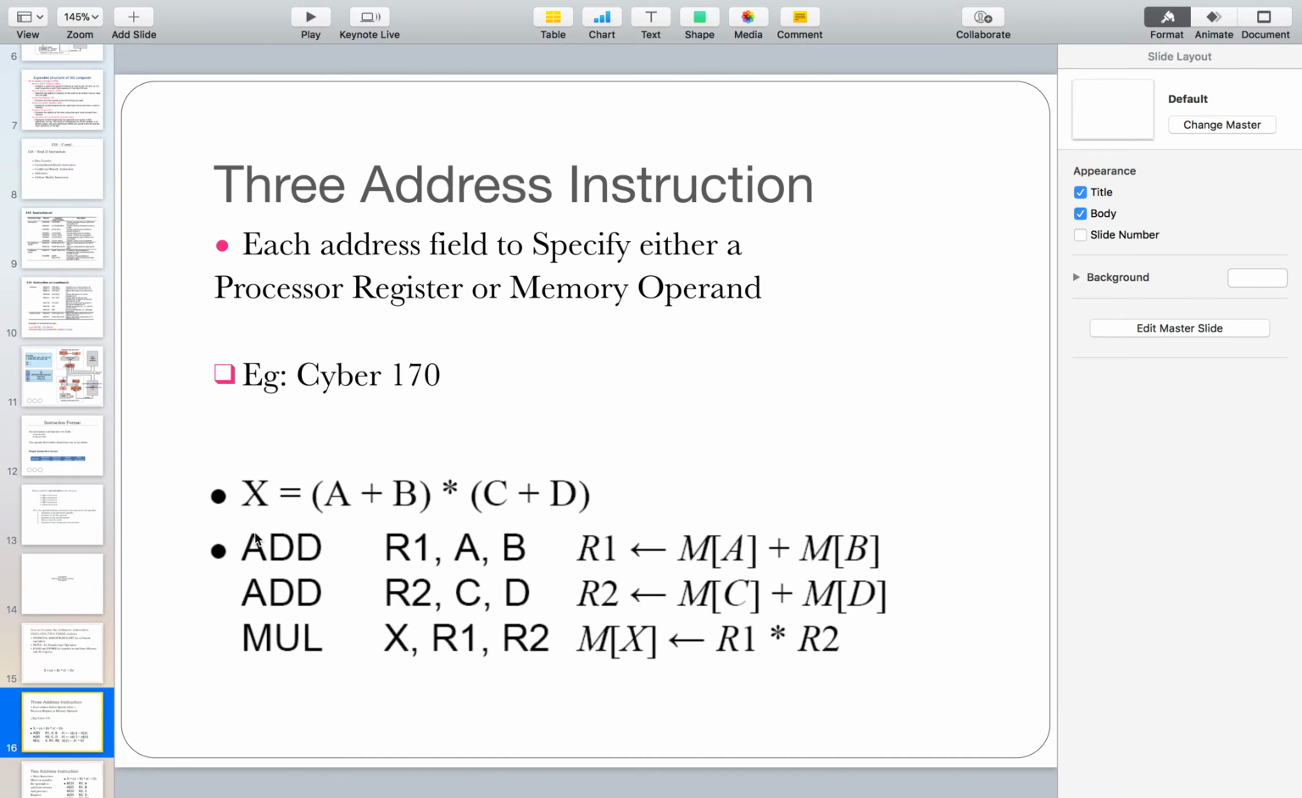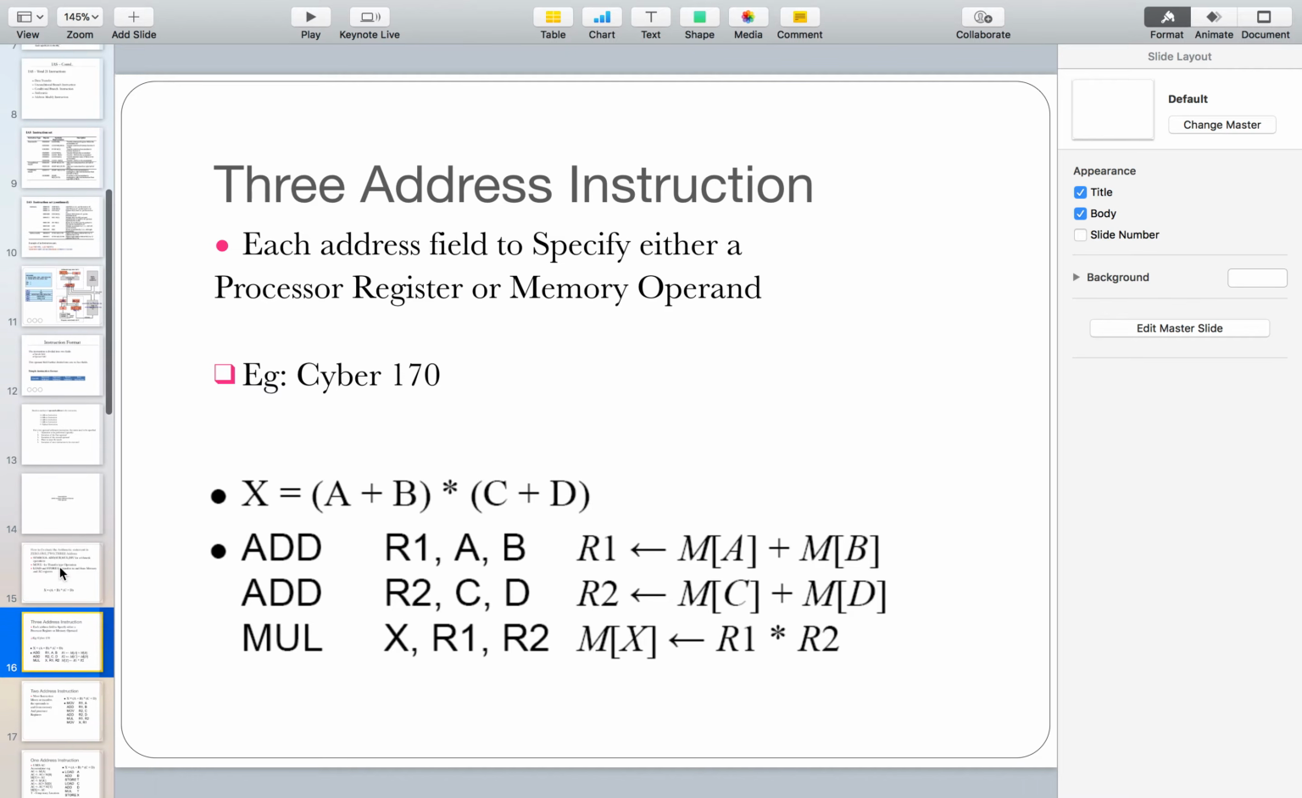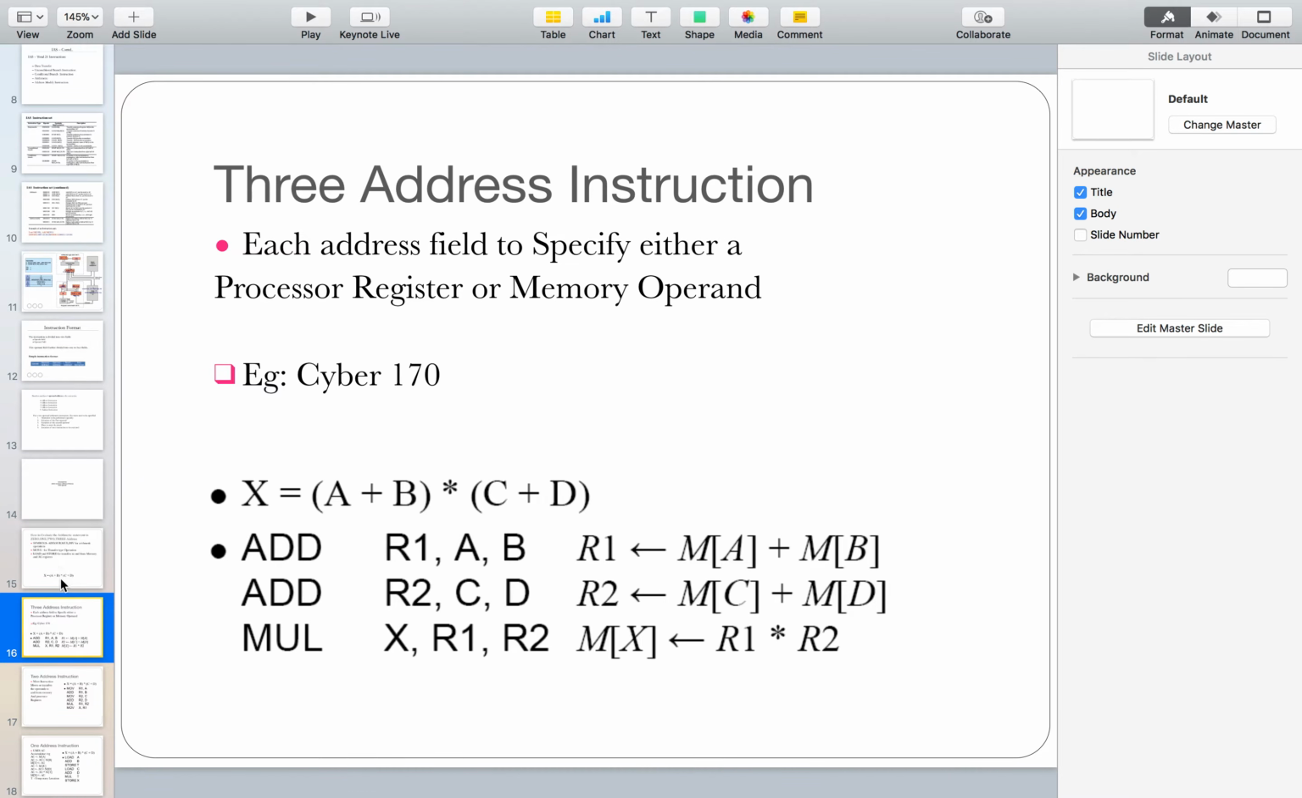First, I need to perform the addition a plus b. So I give add r1, a, b, which means the values of a and b are added and stored in r1. Similarly, I give add r2, c, d, which means the values of c and d are added and this value is stored in r2. And next, I need to perform the asterisk multiplication operation. So I go multiply x, r1, r2, where in the place of x, r1 star r2 is stored. So I get the final solution as (a plus b) star (c plus d). This is the method of simplification using 3 address instruction.